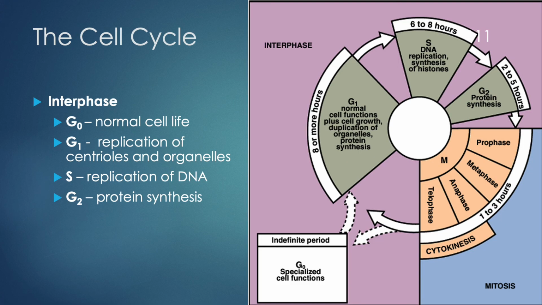Cells spend most of their lives in interphase, which is a resting period of normal cell life. Interphase has to occur before mitosis can begin, which will include prophase, metaphase, anaphase, and telophase. So before those things can begin, interphase has to go through the following process. It'll spend most of its time in G0, which is normal cell life. In G1 of interphase, we will have replication of centrioles and organelles, in preparation for division. Then it'll move into stage S, which is replication of DNA, and G2 includes protein synthesis. At this point now, the cell is ready to begin mitosis.